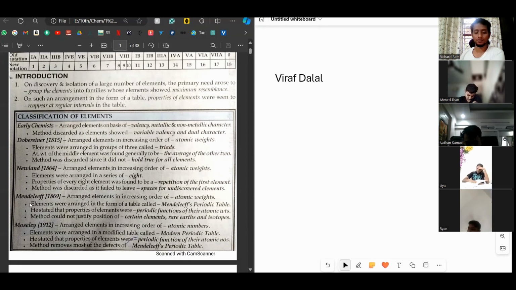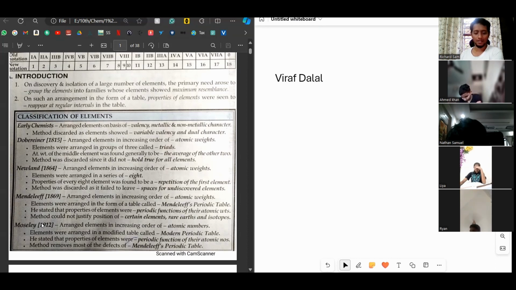Then came Mendeleev. He had the most successful periodic table. He had left a lot of gaps in between to add the elements that were not found out at that time. This was so many years before, they had not found all the elements. So he had left gaps, but there were still so many problems with his periodic table. Then finally, Moseley arranged elements not according to atomic weights but according to atomic numbers. And with that came the modern periodic table, which we use right now. You can say that the periodic table we have right now is almost 100 years old.